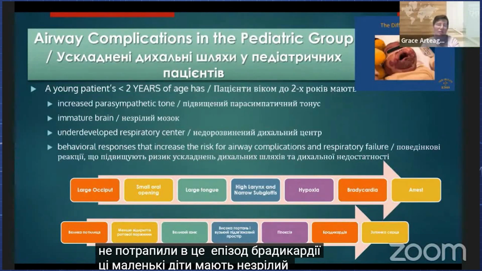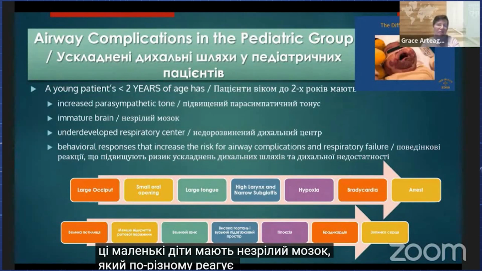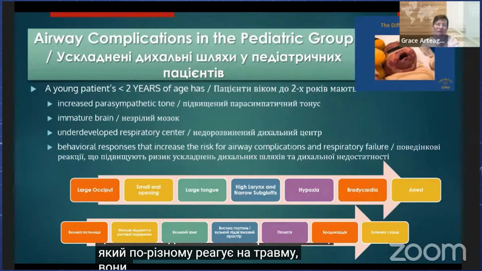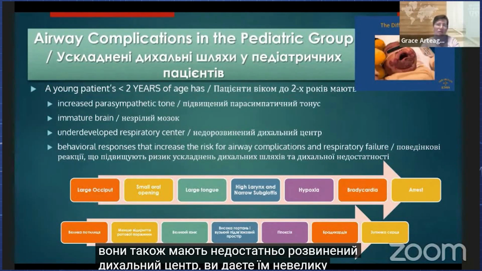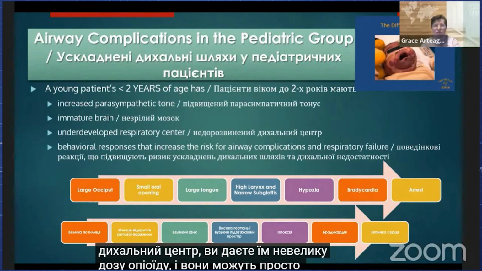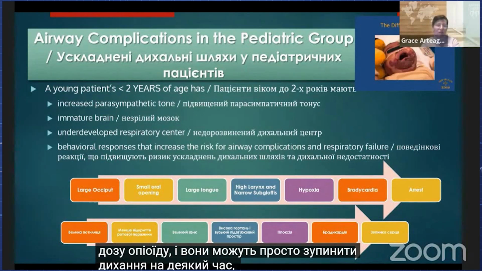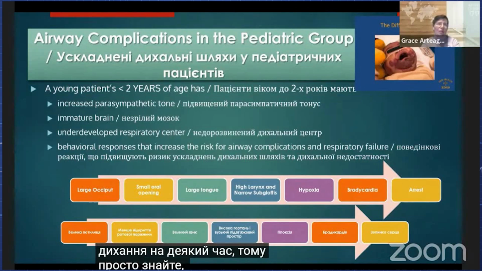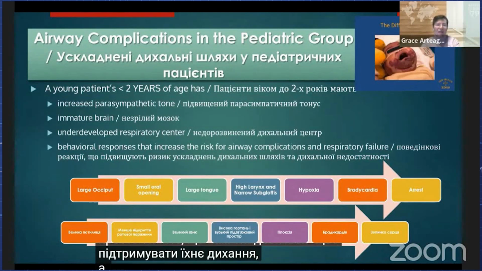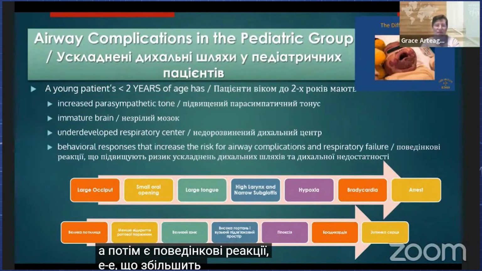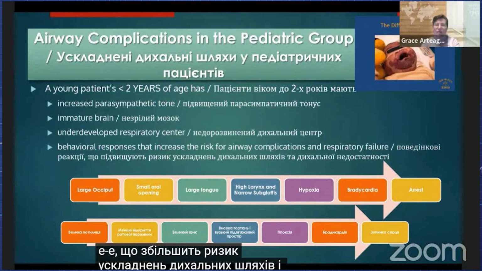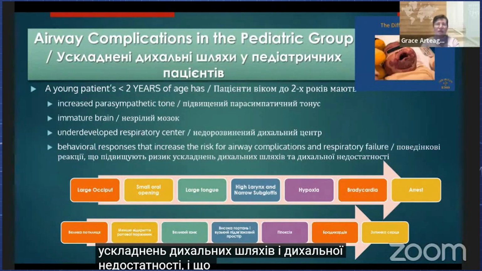These little babies have immature brains that have different responses to trauma. They also have an underdeveloped respiratory center. You give them a small dose of an opioid and they can just stop breathing for a little while. So just be aware that you're going to need to support their breathing. And then there are behavioral responses that will increase the risk for airway complications and respiratory failure. And what are those?